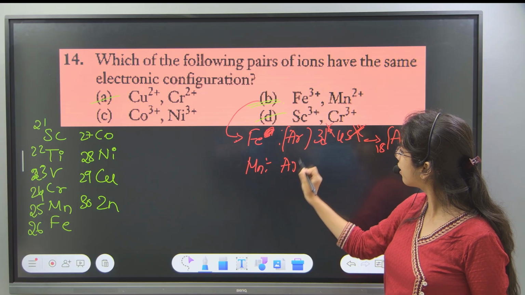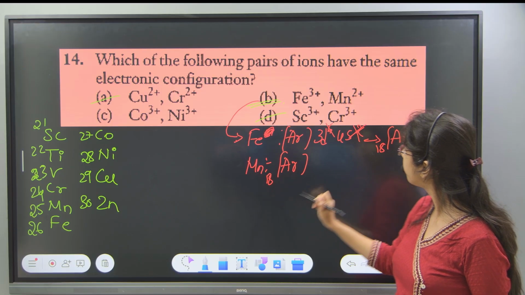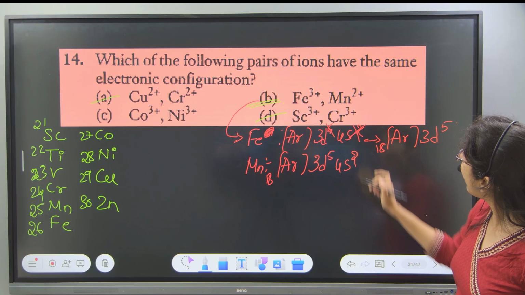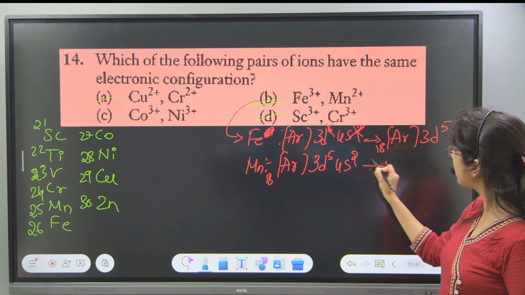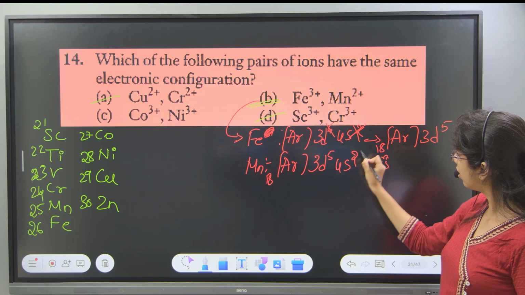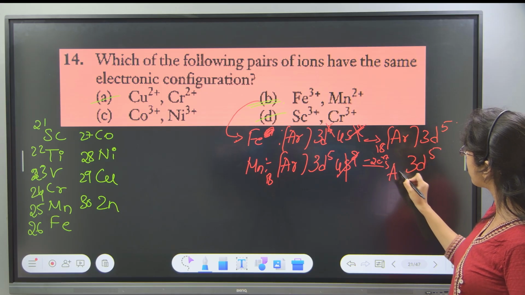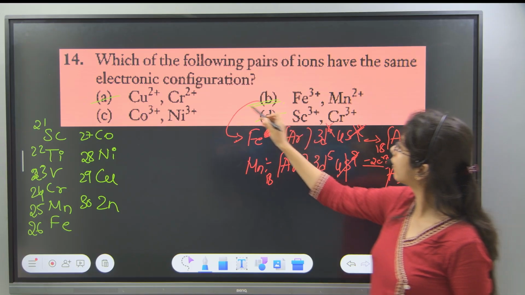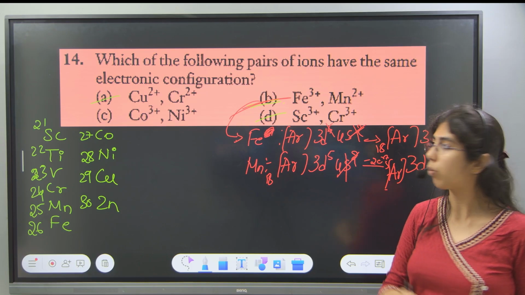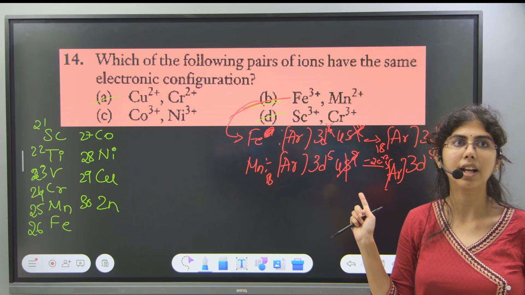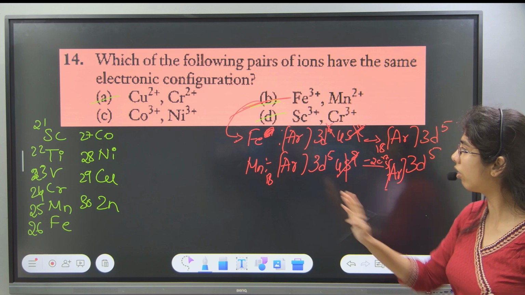We shall take Mn. Manganese is argon 3d5 4s2. Manganese 2 plus they are asking, that means remove 2 electrons from 4s. You will get 3d5. So yes, option B is correct. Very good. Does anybody have doubt why not option D and A? If you have doubt, I can explain.